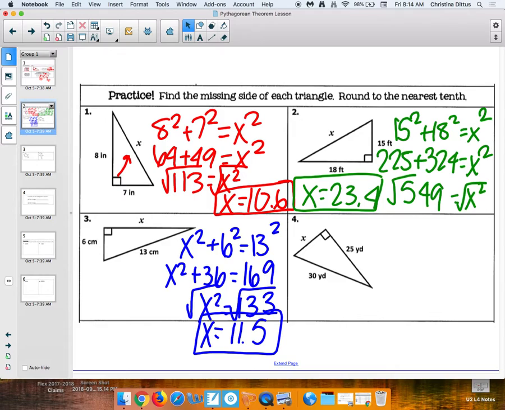Yes, no, maybe so? That's all it is. Number 4. Is x a leg or hypotenuse? Leg, so set up my equation.